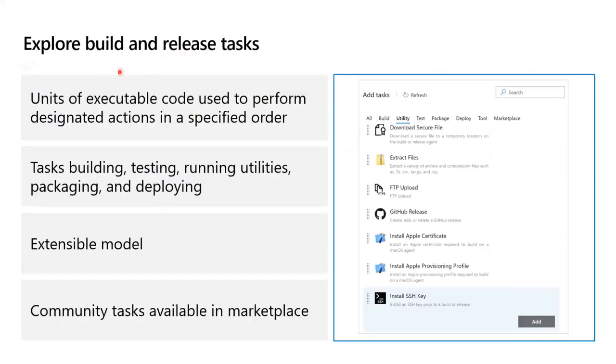Examples of release tasks are, for example, FTP upload and GitHub release. So at the end, it's up to you, depending on the type of application, which tasks you should consider in order to release an application. A release task is a unit of executable code used to perform designated actions in a specified order.